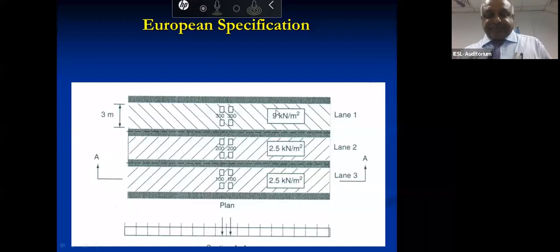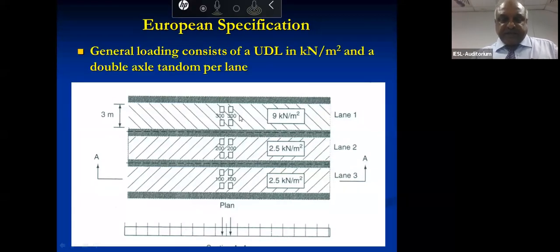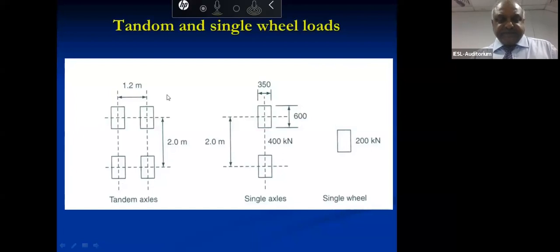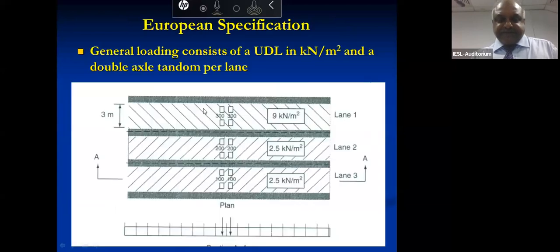They are the same. And then for the adjacent lanes, you can go for 2.5, but you have to have this tandem loading. And here you can see the arrangement. And in this loading, the magnitudes are given here: 300 kilonewtons per axle, 600 kilonewtons on this.